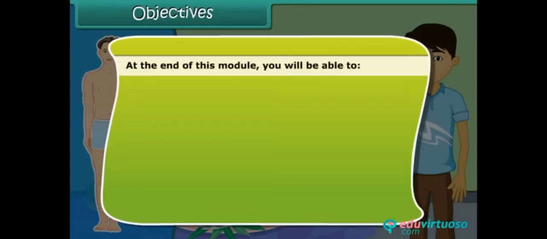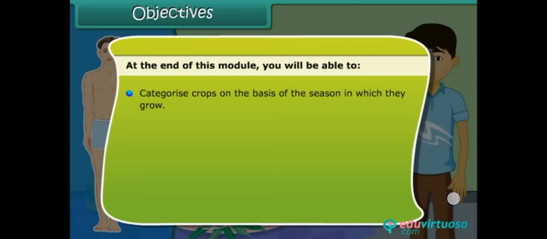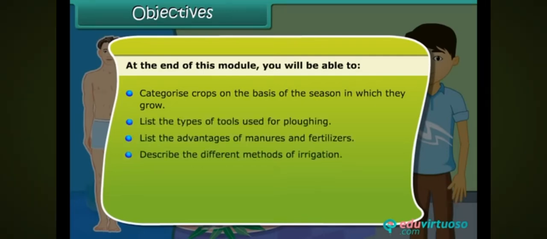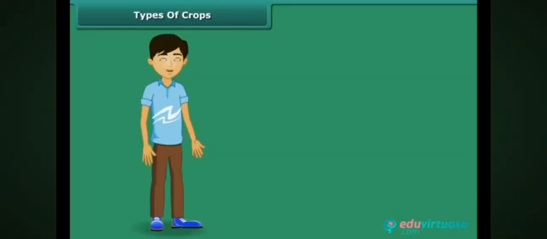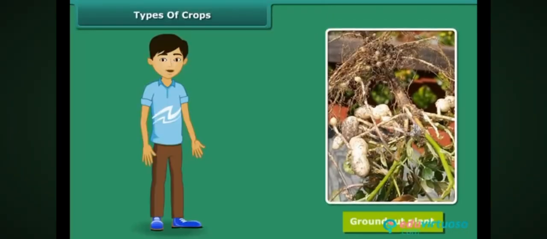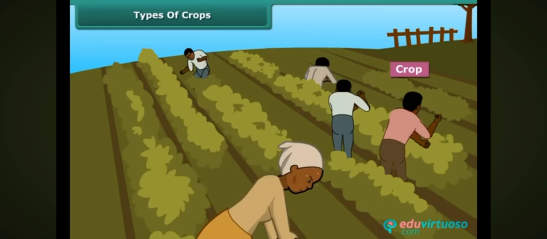At the end of this module, you will be able to categorize crops on the basis of seasons in which they grow. Describe the different methods of irrigation. Define weeds and weedicides. Describe harvesting and storage of crop. Explain animal husbandry. Friends, have you ever looked at a groundnut plant? Can we call it a crop?